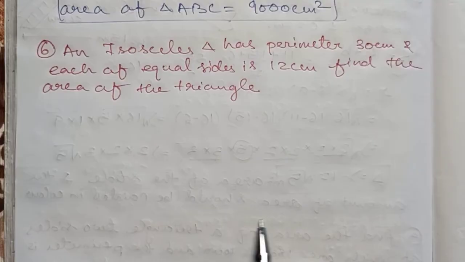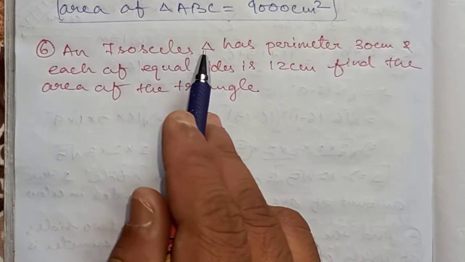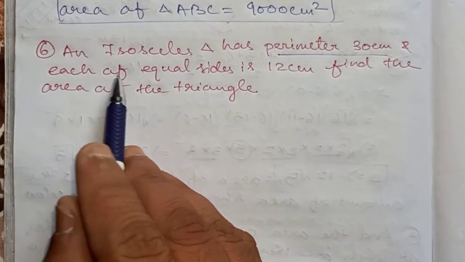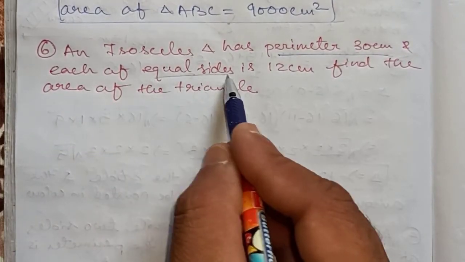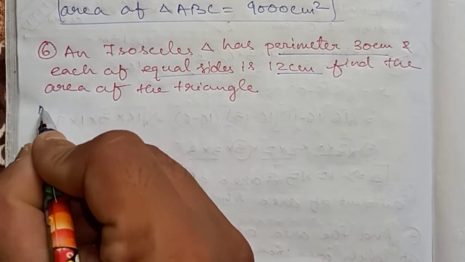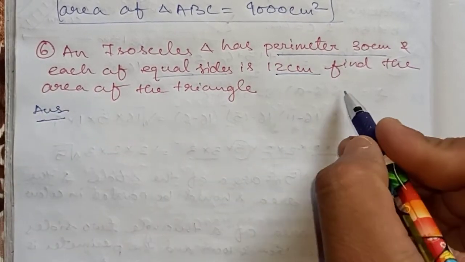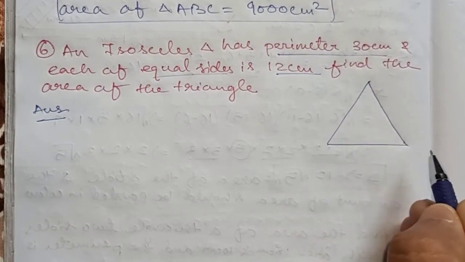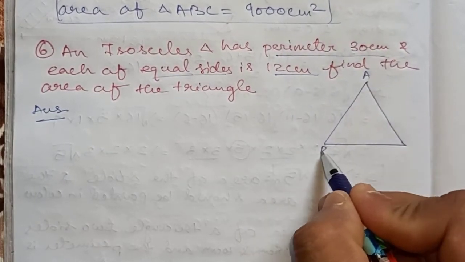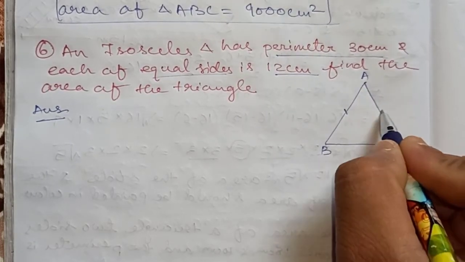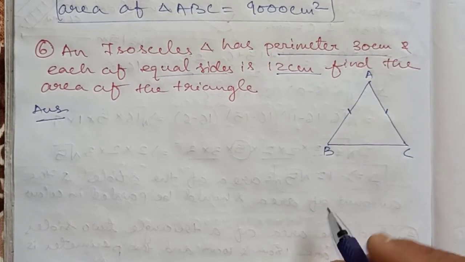Okay, next question. In question number 6 it is given an isosceles triangle has perimeter 30 centimeter, and each of equal sides is 12 centimeter. Find the area of the triangle. What is an isosceles triangle? Isosceles triangle means any two sides will be equal. From a triangle, if any two sides are equal then it is called an isosceles triangle. So suppose AB is equal to AC, I am taking.